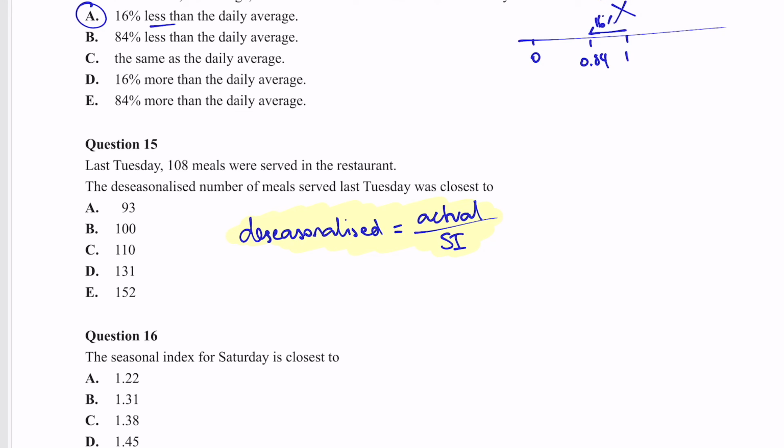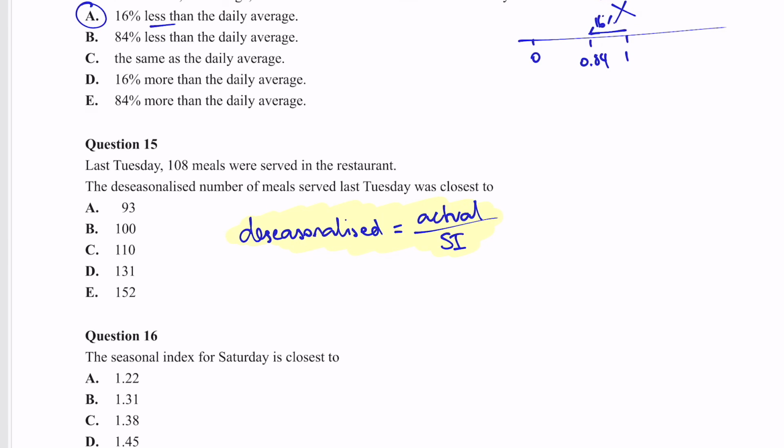Okay, for question 15, last Tuesday, 108 meals were served in the restaurant. The deseasonalized number of meals served last Tuesday was closest to. So this is another really important equation that we should have in our notes. Deseasonalized value equals the actual value divided by the seasonal index. Now this equation is going to help you answer this question. So if you don't know the equation, you can't answer the question.